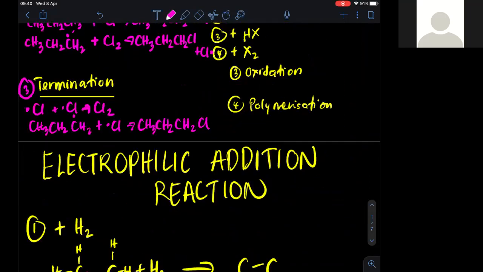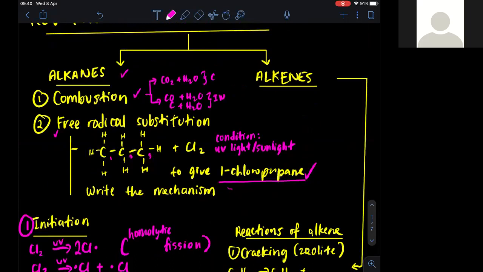So we will look into the reactions. That's all for the reactions of alkanes. One is combustion, the second one is free radical substitution. So now we will look at alkenes.